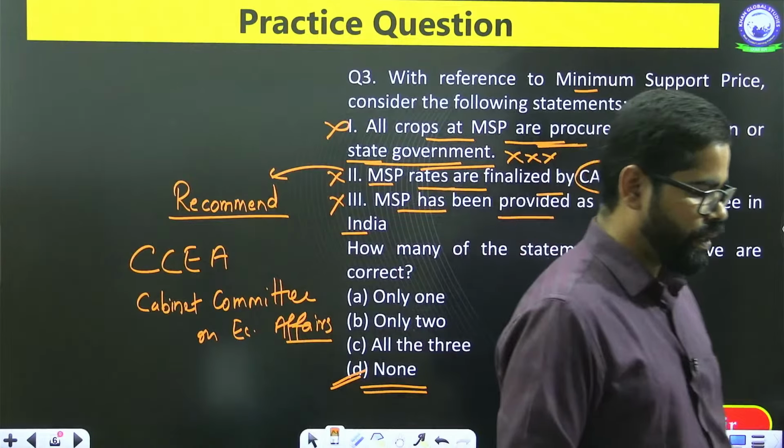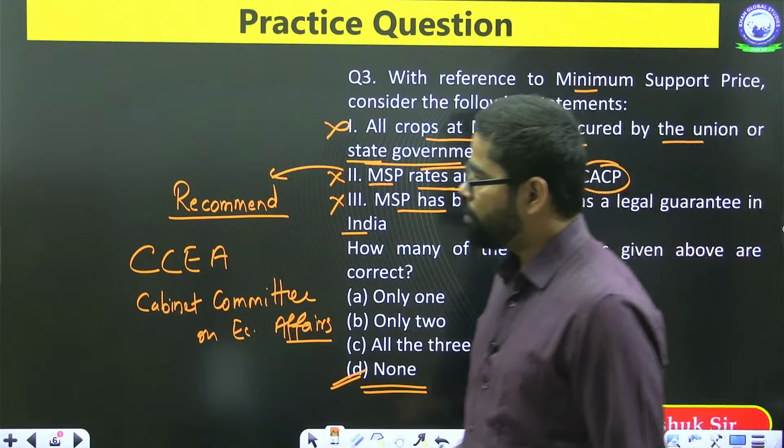Yes, a bit better. So I hope that is clear.